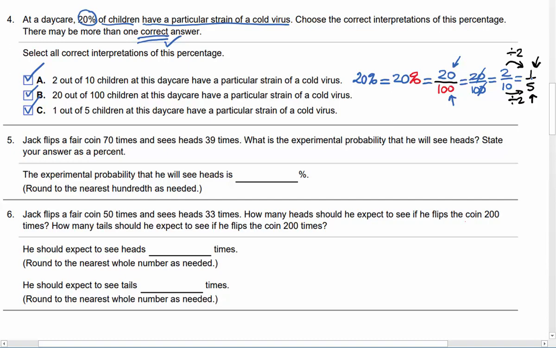Now let's take a look at problem 5. Jack flips a fair coin 70 times and sees heads 39 times. What is the experimental probability that he will see heads? So out of 70 times, he saw heads 39 times. We want to know the probability that he will see heads and express that as a percent. So what we need to do is divide the number of heads, which is 39, by how many times he flipped the coin, which is 70 times. Use a calculator, and we want to round to the nearest hundredth of a percent, as needed.